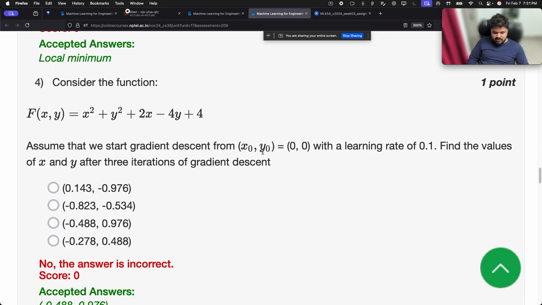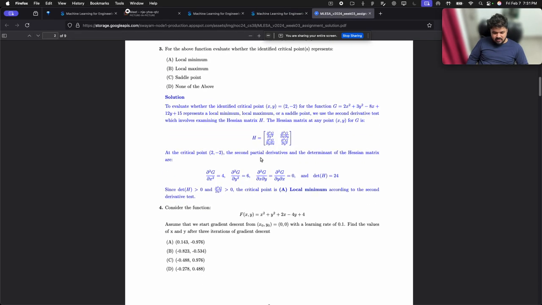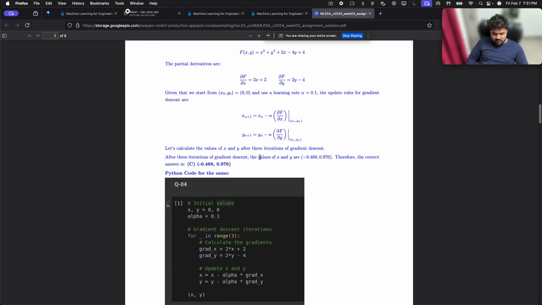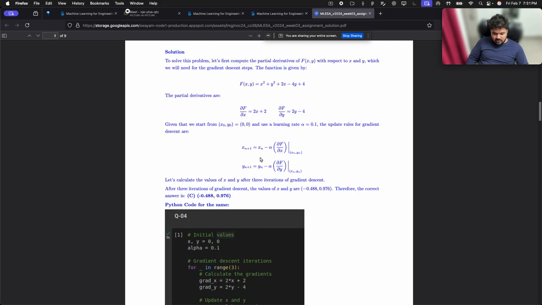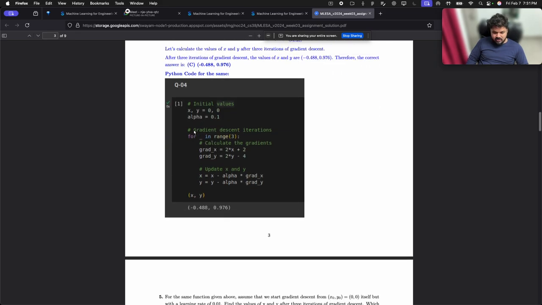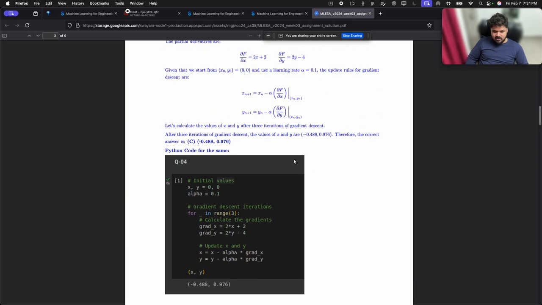Learning rate is 0.1. You're starting with 0, 0. You have to find the values after 3 iterations. So that's very simple. I think you just have to directly put the formula and you will get the answer. Okay, so you have to just compute the derivative, write the code, simply run it for 3 iterations. You will get these values. Very simple.